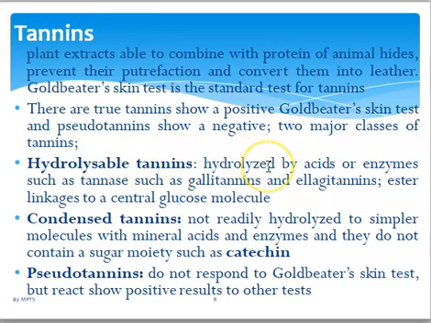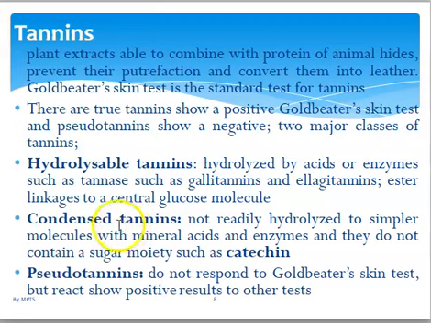These can be hydrolyzed by acids and enzymes, such as the gallotannins. Now, of course, these ones are found in plants, so you're going to look at it in the next slide. These are the ones used in animal leather. The condensed tannins are not readily hydrolyzed to simpler molecules with mineral acids or enzymes, and they do not contain a sugar moiety. These ones contain a sugar moiety here.